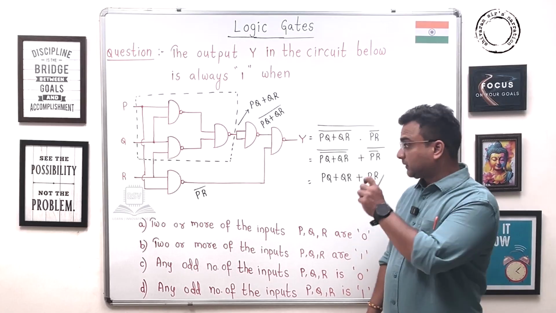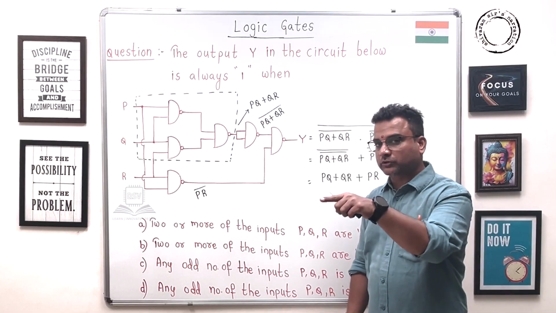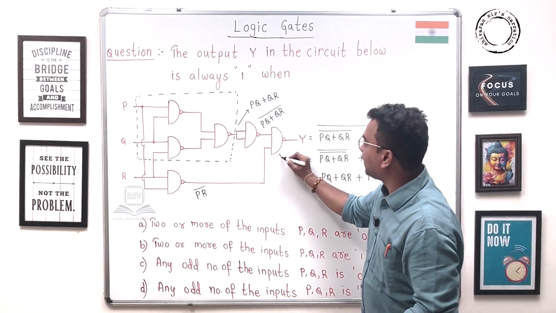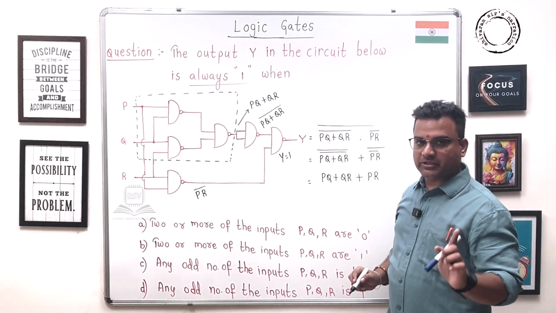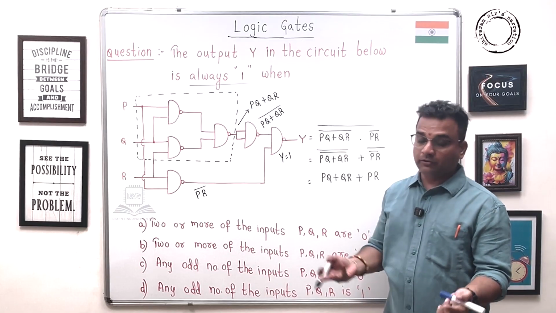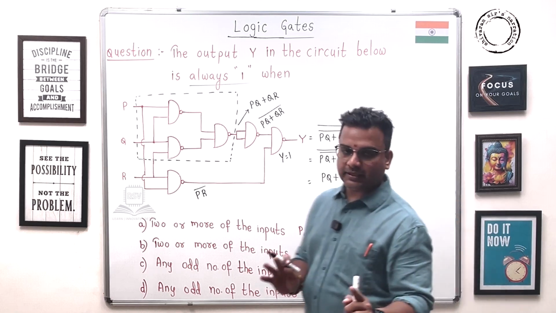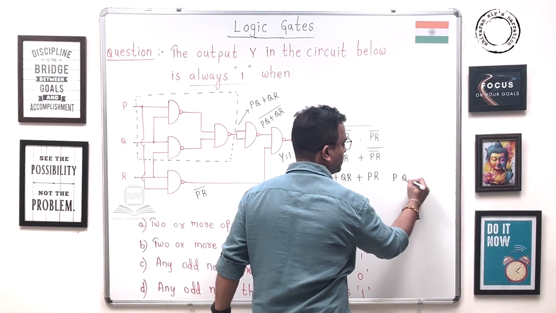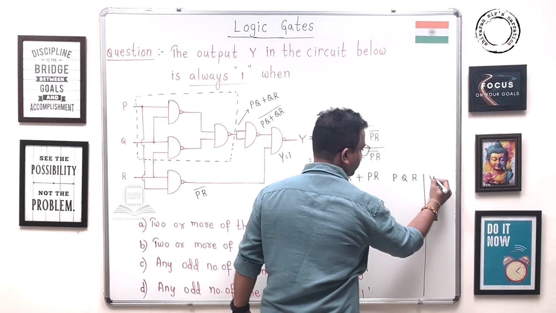Yes, for this given Boolean function, what might be the truth table? Because they are expecting the output to be 1 for which conditions. If you want to know the conditions, you need to draw the truth table. There is no other way. Hence guys, here we can say P, Q, R and the output is Y.